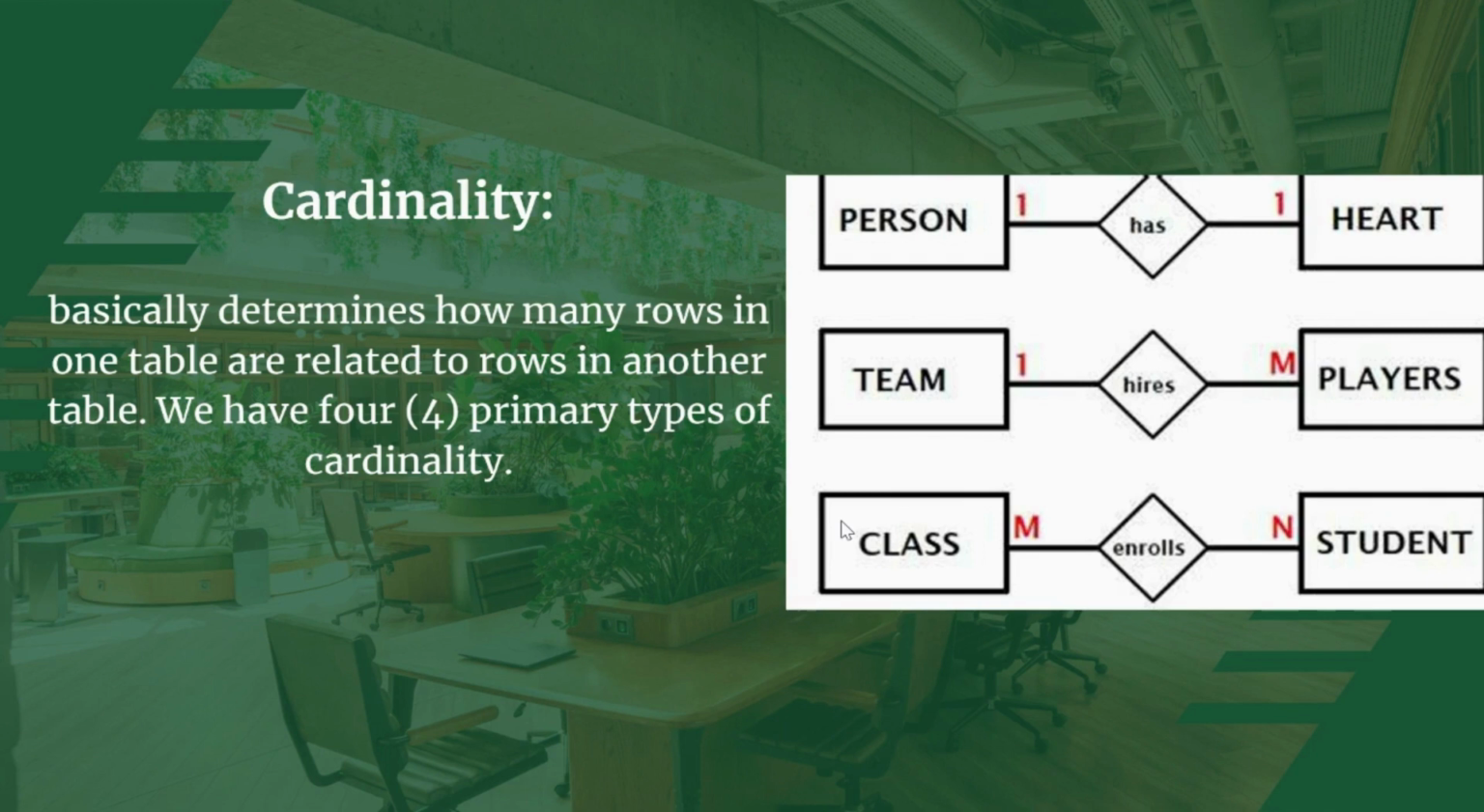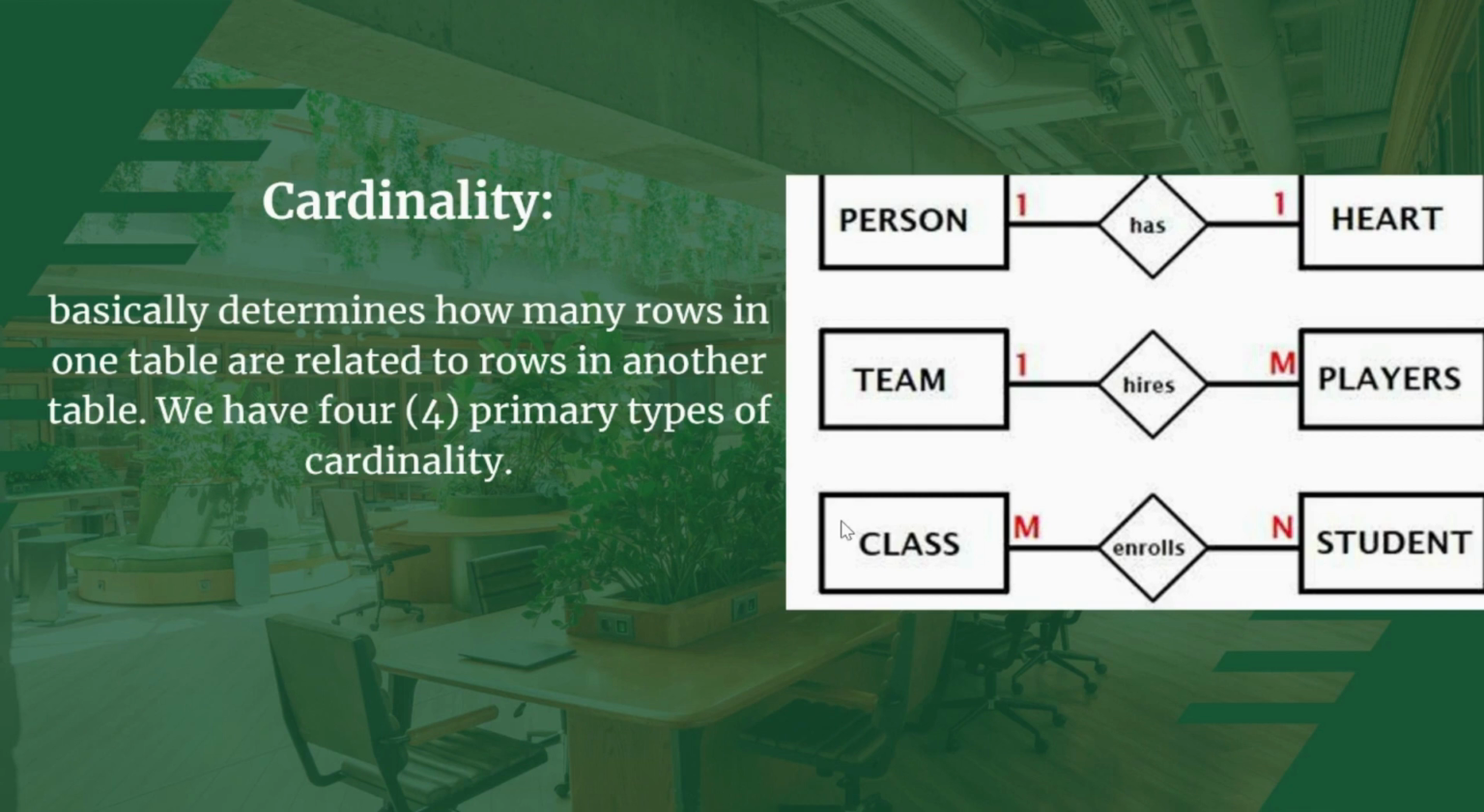Let's move on. We cannot talk about relationships and not mention cardinality, right? So the concept of cardinality is basically that it determines how many rows in one table are related to rows in another table. We have four primary types of cardinality, which are the one-to-one cardinality, one-to-many, many-to-one, and many-to-many.